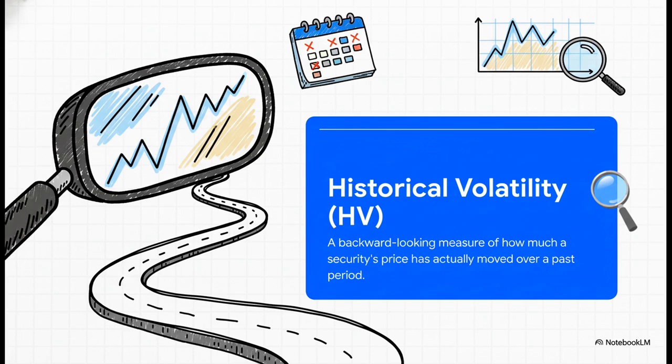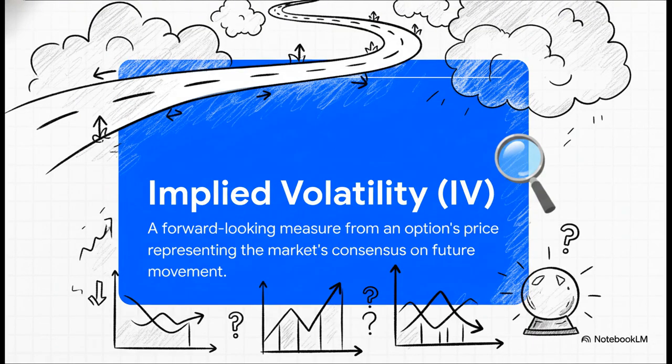And then on the other hand, you have implied volatility, or IV. This is totally different. This is like staring down a foggy road ahead. It's not calculated from what happened in the past. It's pulled directly from the price of options right now, and it represents the market's best guess of how bumpy the road is going to be.